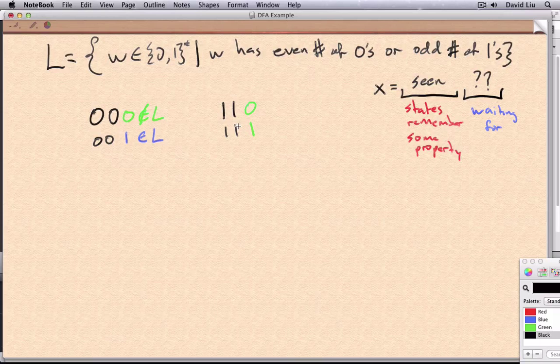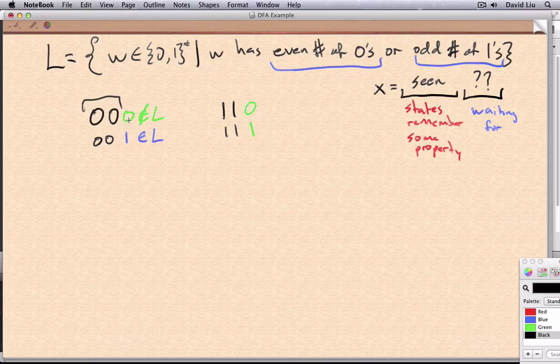So let me remind you that what we're really trying to do is not just figure out where 00 reaches, but really whatever state 00 reaches, what property that state is trying to remember. And to get hints about this, often you can look at the language description. So in this case, an even number of zeros or an odd number of ones.